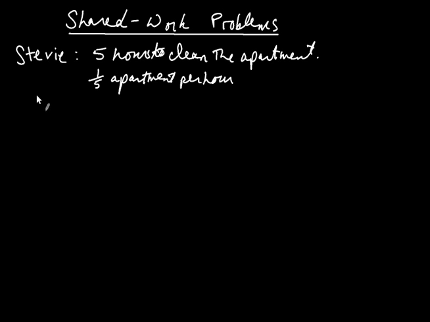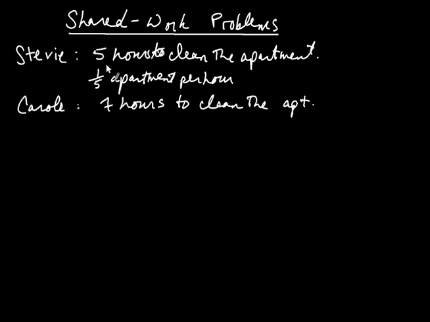And let's say you had another person named Carol, and let's say it takes Carol 7 hours to clean the same apartment. Okay, now what would Carol's rate be? Well, if Stevie's rate was 1/5 of the apartment per hour because it took him 5 hours, then Carol's would clearly be 1/7 of the apartment per hour, right? She's working at a slower rate. Maybe she does a more thorough job.